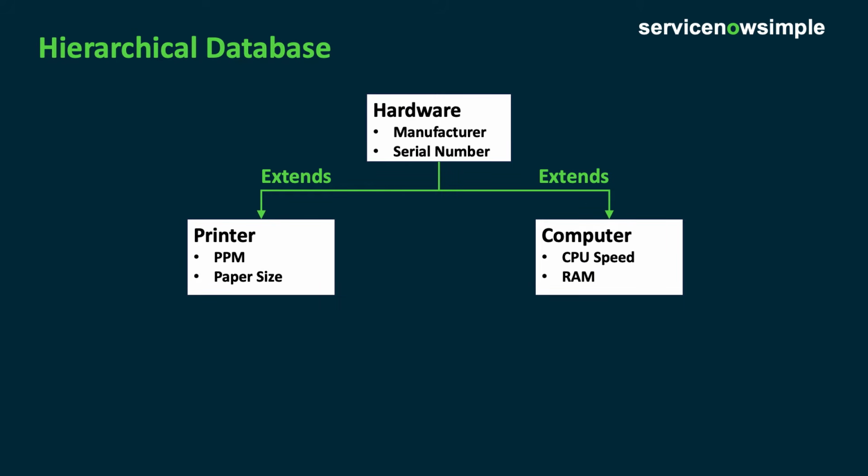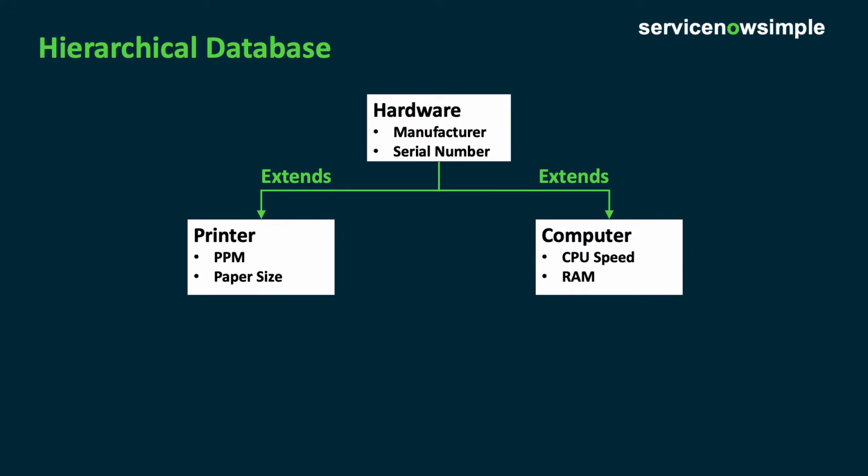We then create two additional tables that extend the hardware table, one for storing printers and one for storing computers, and we add more specific fields to these child tables. In the printer table, we add fields for pages per minute and paper size. And in the computer table, we add CPU speed and RAM fields. Now, because of the way the hierarchical database works, computer items can store values for CPU speed and RAM, as well as manufacturer and serial number. And the printer items can store values for pages per minute, paper size, manufacturer, and serial number.